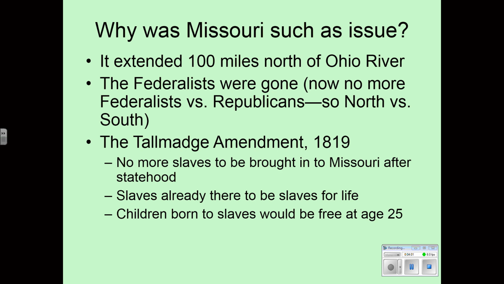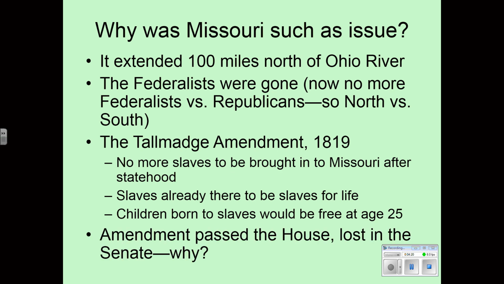Now, this was a very gradual, moderate phasing out of slavery. But the South went ballistic when they saw this because it was a sign to them that slavery could be phased out and that the North was going to make an issue of slavery. So they vigorously opposed the Talmadge Amendment. The amendment passed the House and lost in the Senate. You should be able to guess why. The House is based on population, and the North had a larger population. But in the Senate, the number of northern and southern states was equal, so it wasn't going to pass the Senate.